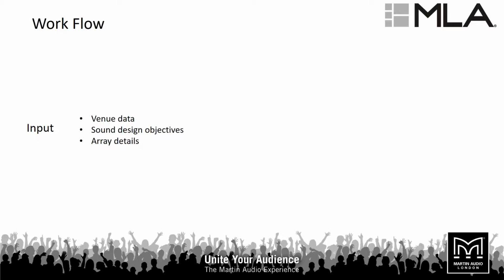We need to know our sound design objectives. So we need to know, are we trying to avoid anywhere specific, or where our audience is situated, and are they seated or standing? And we also need to know, obviously, our array details. So we need to know, are we using MLA? Are we using MLA Compact, etc.?